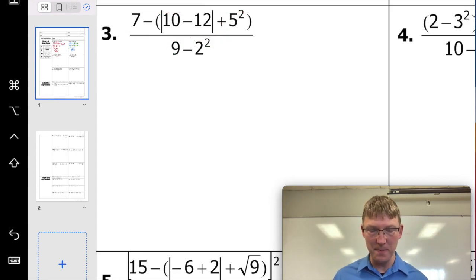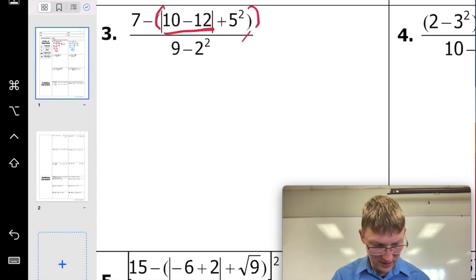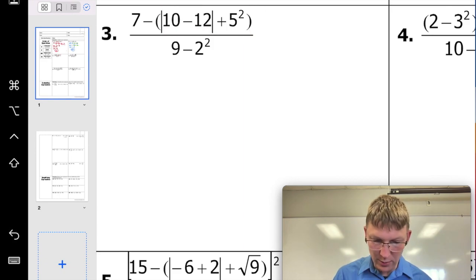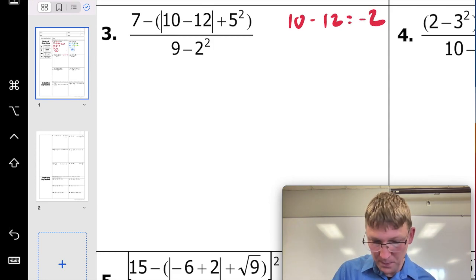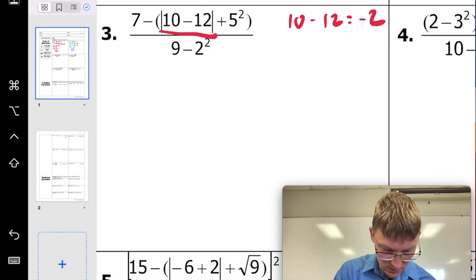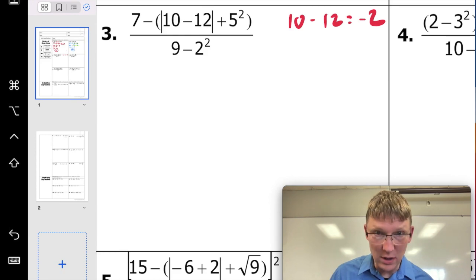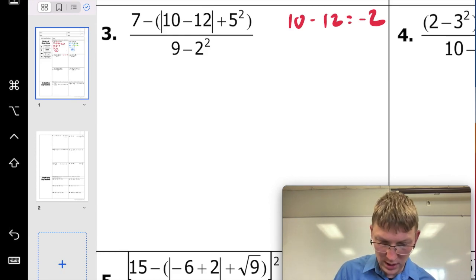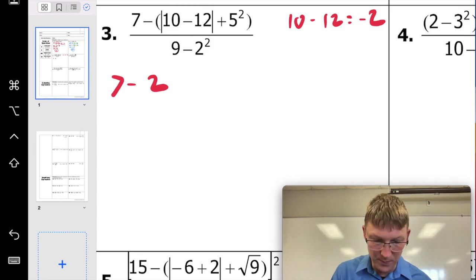Let's start on the top because we've got an absolute value and then some parentheses. So we're going to start inside of the parentheses. That's this number right here. So 10 minus 12. 10 minus 12 is actually negative 2, but this is the absolute value, which means we drop the negative sign. So that's going to be a positive 2. So I'm going to write a 2 right here. And the 7 we're not going to touch this time either.